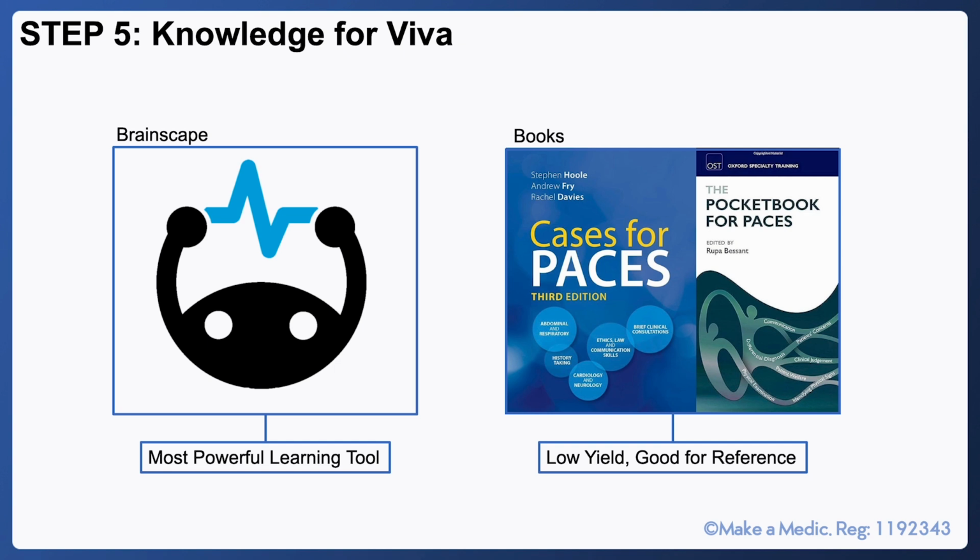There are also a few books that get mentioned, such as Cases for PACES and Pocketbook for PACES. I personally didn't find these particularly useful, and I certainly don't think it's something that you should read cover to cover. It can sometimes be useful for reference if you want to know more about a specific condition.